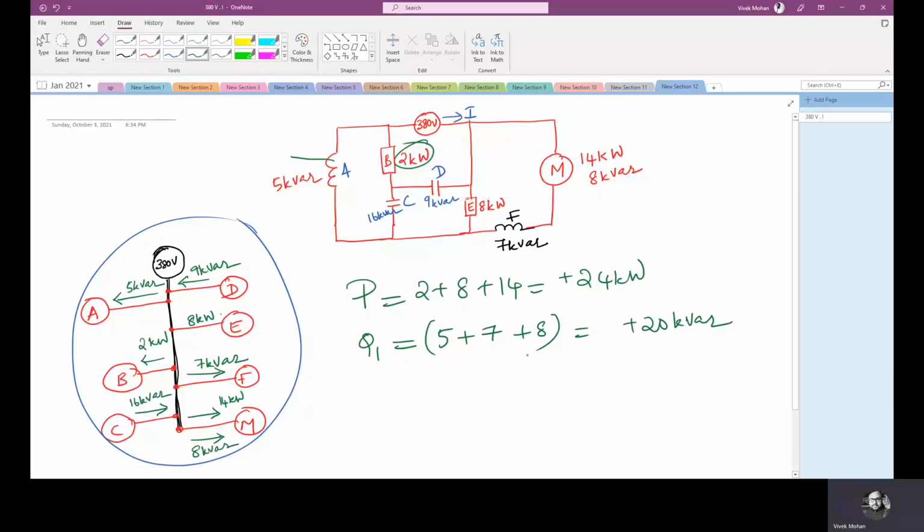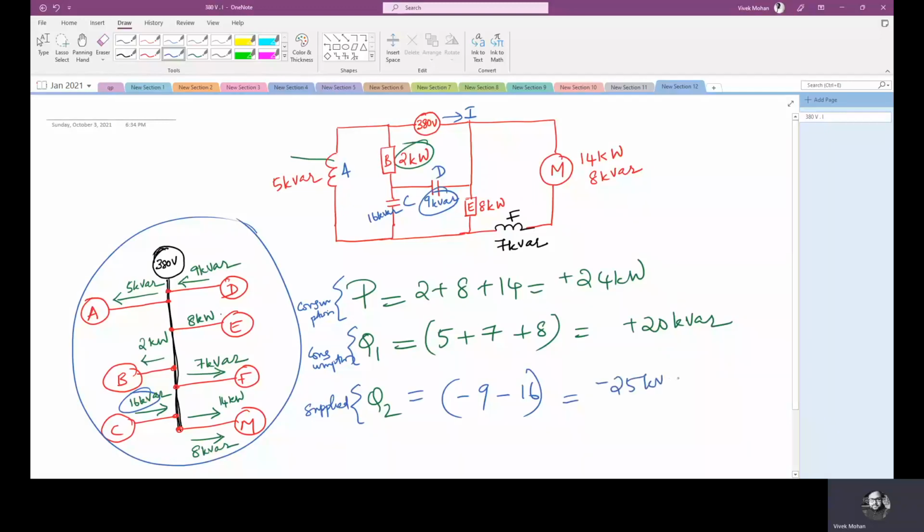Now, reactive power consumptions, then reactive power supplied by the capacitors. If I want to find reactive power supplied by the capacitors, so this is consumption, this is also consumption, this is supplied, Q2, which is equal to minus 9 is there here, minus 9 is there, then minus 16 is there, which is equal to minus 25 kVAR. So you can see the sign here, which is negative.